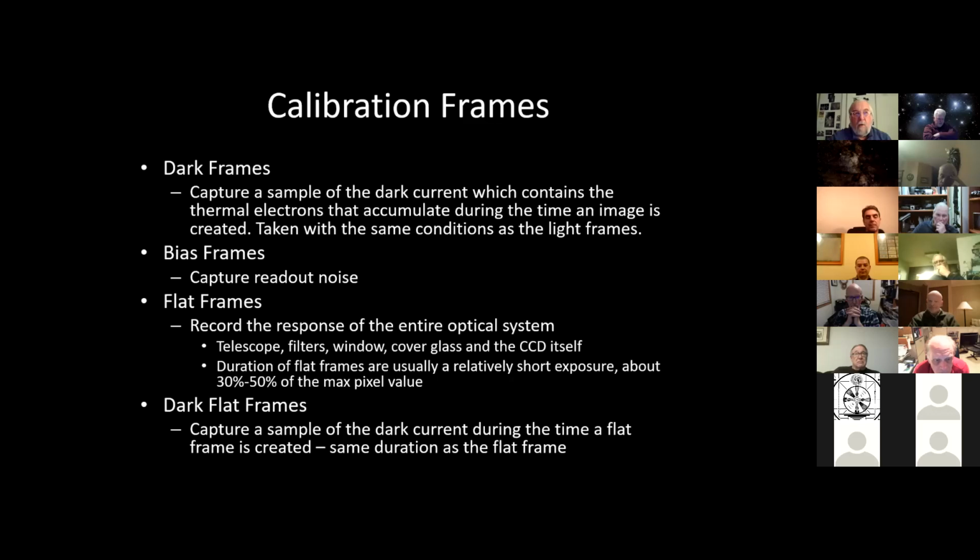And when I get a good exposure for a flat frame, then I take like 20 or 30 of them and then average them together, median value, and then that becomes a master flat frame. The flat frames also produce dark current, so you want to take a dark flat frame for the same duration as the flat frame. And I have a diagram to show that a little bit later.